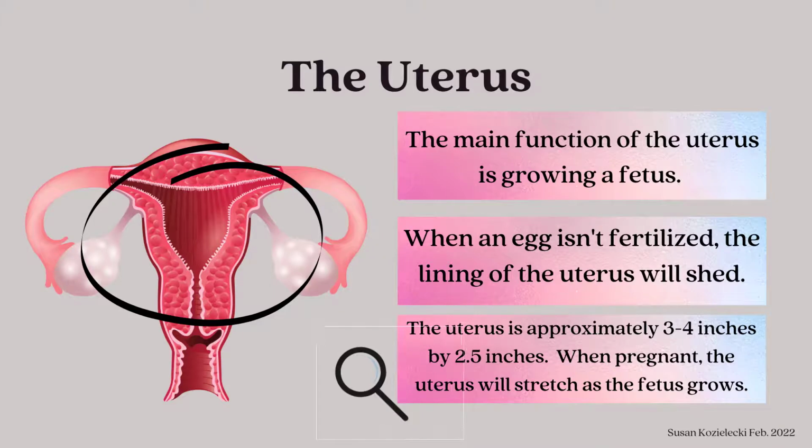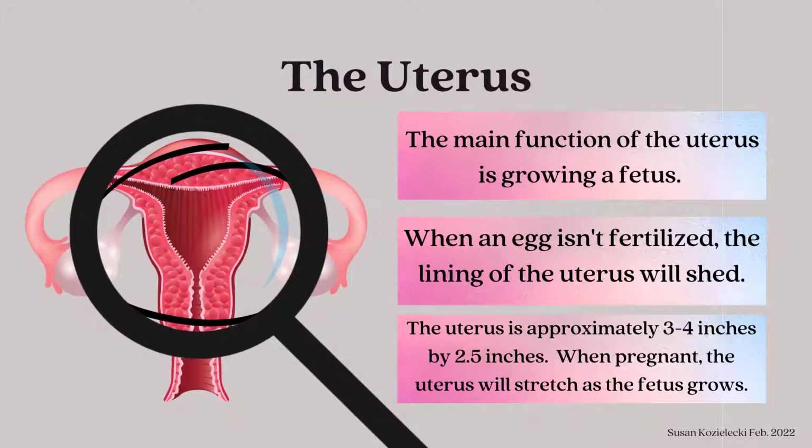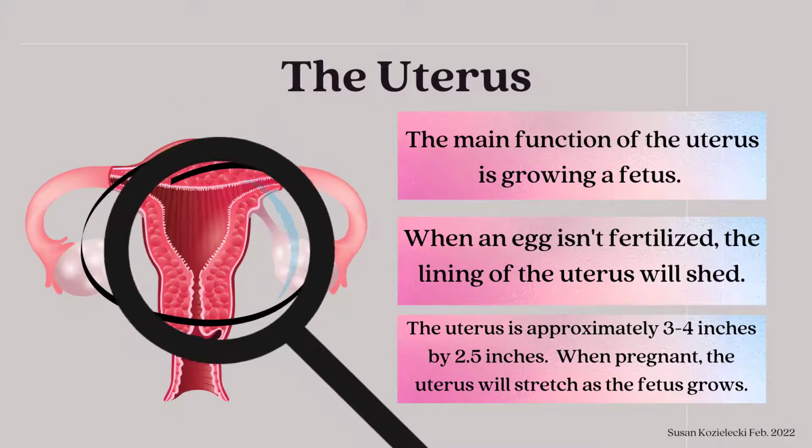The uterus. The main function of the uterus is growing a fetus. When an egg isn't fertilized, the lining of the uterus will shed. The uterus is approximately 3 to 4 inches by 2.5 inches. When pregnant, the uterus will stretch as the fetus grows.